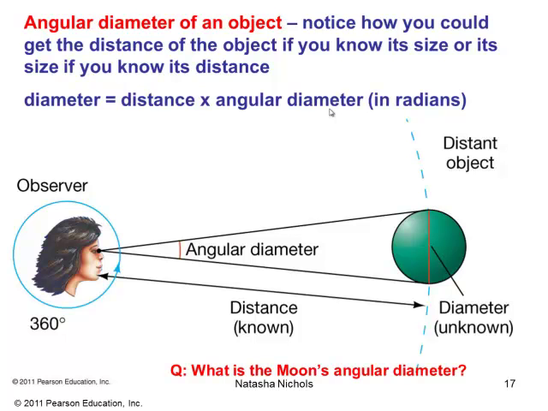Now, what is the moon's angular diameter? If you stretch out your hand totally straight in front of you and you go outside late at night and you pull out your pinky, you should be able to cover the whole moon. And that corresponds to half a degree, which is 30 arc minutes.